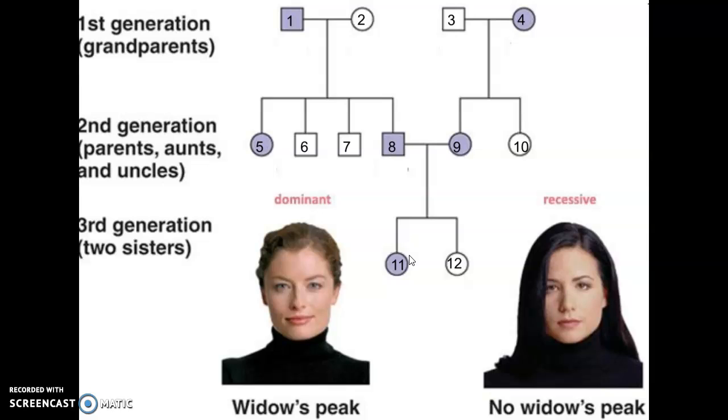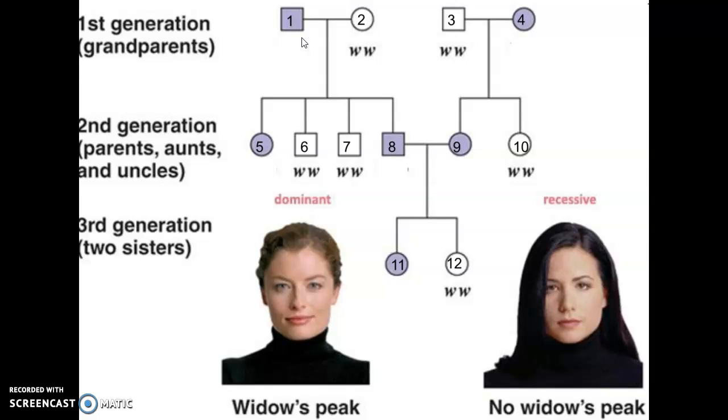So now we can easily put on genotypes for these individuals. Anyone that does not have a widow's peak must have 2 copies of the recessive allele. So we can put on little w's for each one of those individuals. Everyone that has a widow's peak we know has at least 1 copy of the dominant allele, but we're not sure about the other allele.